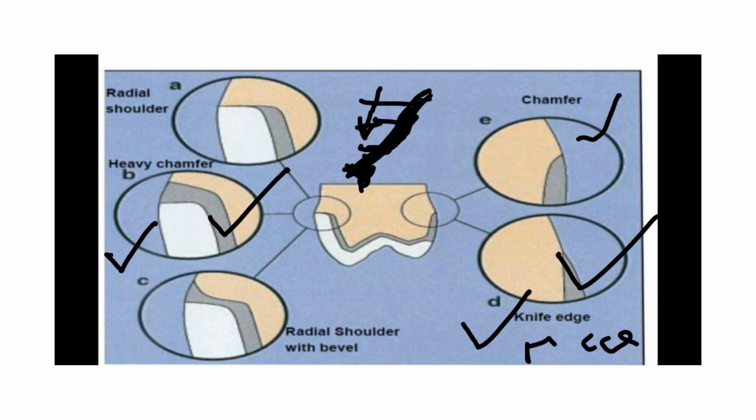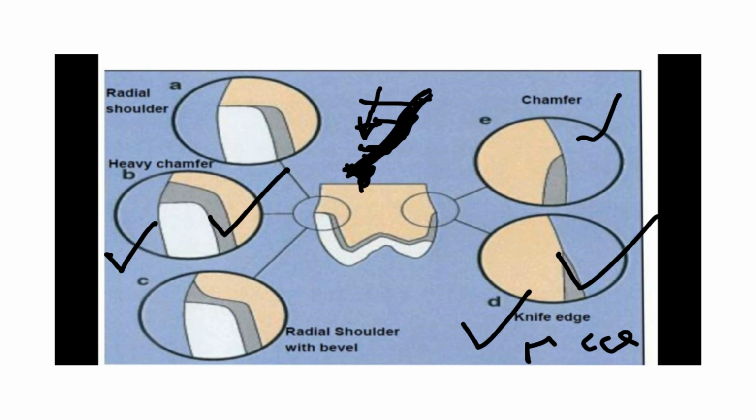There are 2 or 3 things left which you need to know now. Remember, the finish line or the margin should always be supragingival when it is possible. Mostly it should be placed supragingivally. But if we have to place it subgingivally, we have to take care of one thing which is called biological width.